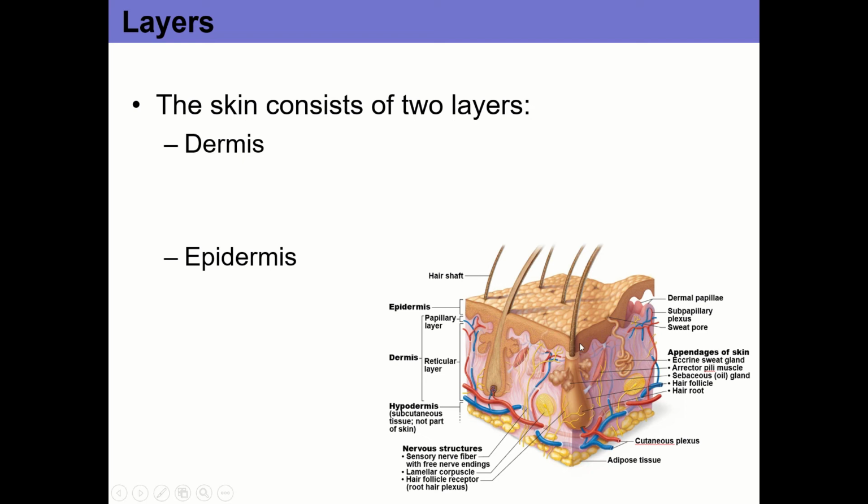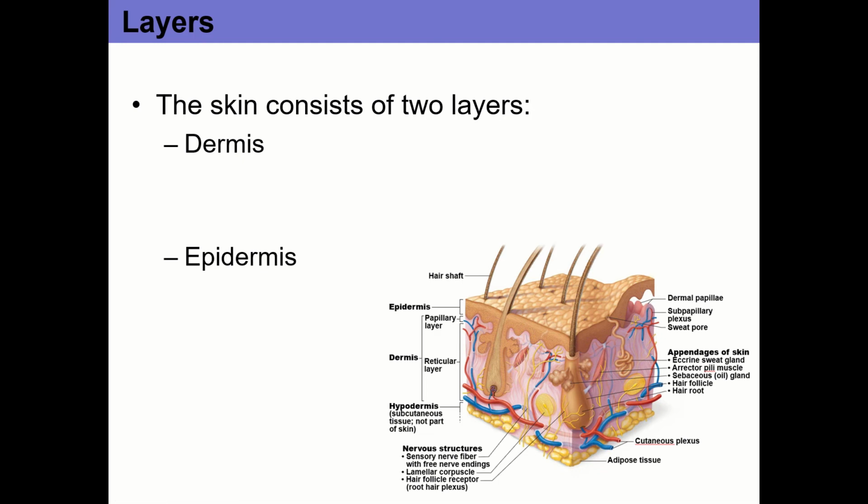So whereas the epidermis is stratified squamous epithelium, the dermis is connective tissue. And specifically, it is formed from two different types of connective tissue. So this more superficial layer, the papillary layer, that is areolar connective tissue. So you got areolar connective tissue more superficially, and then deeper down, you have dense irregular connective tissue.